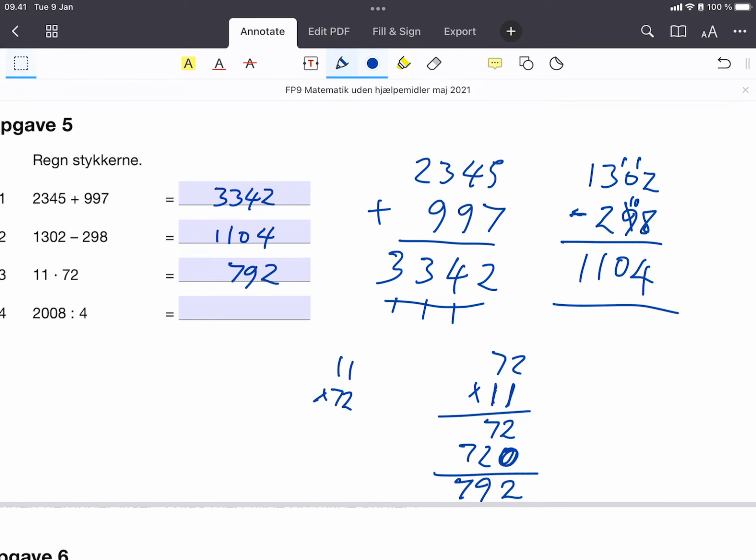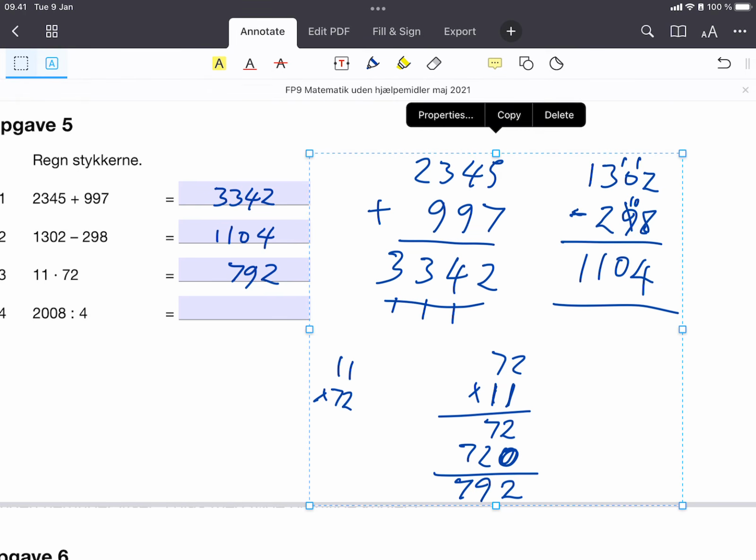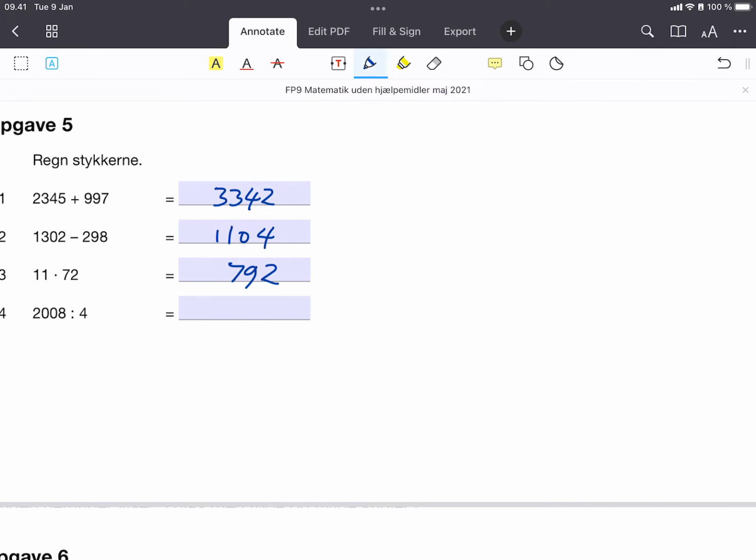Let's just clear up some of the mess here. Okay.